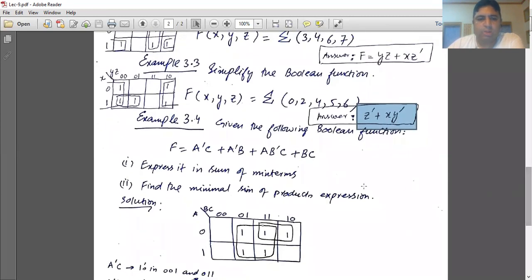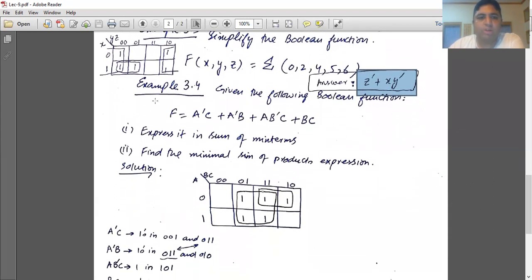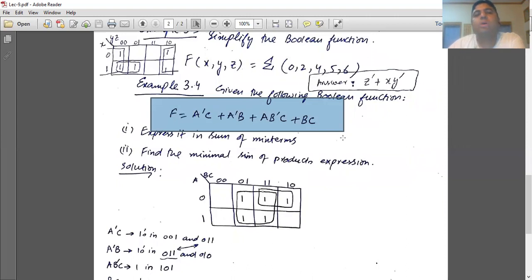Okay, now example 3.4. This question is a bit different. Why is it different? Because now the function is given in this algebraic form, in ABC form instead of sigma form. So we will see now how this question is solved.